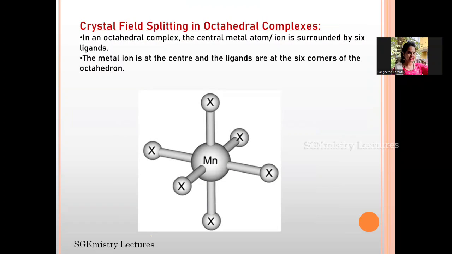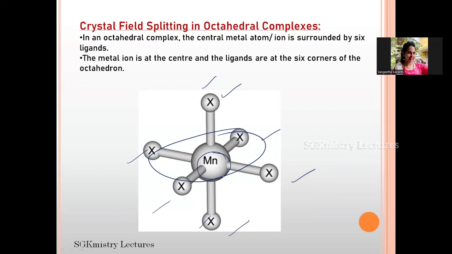So in an octahedral complex, already we know that the central metal is surrounded by 6 ligands. So you can see here, this is the arrangement. 4 ligands will be in one plane, and of the 2 remaining ligands, one will be above the plane and one will be below the plane. So this is the arrangement of the ligands in an octahedral field or in the octahedral complex.